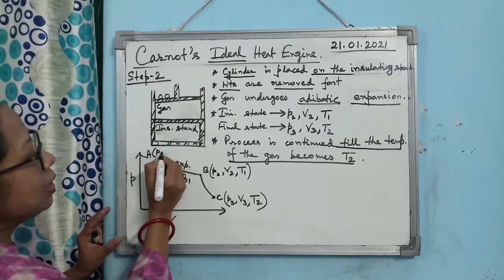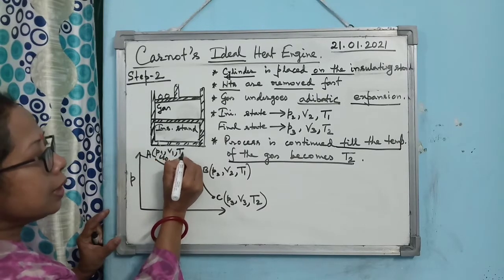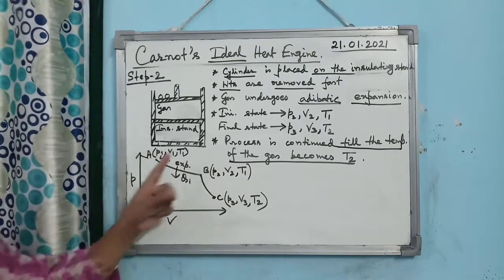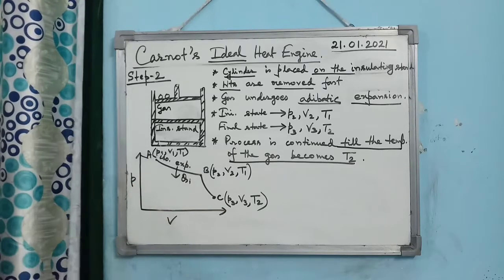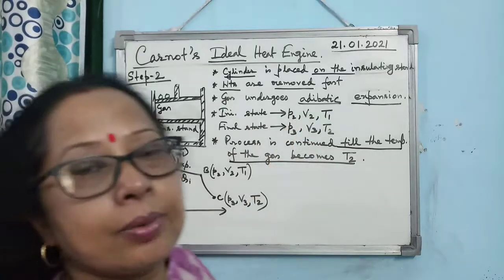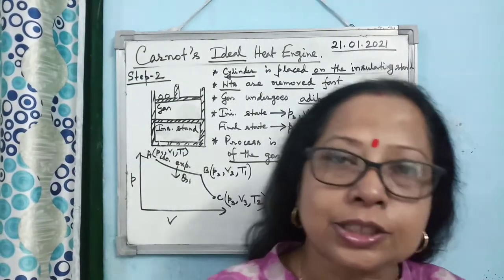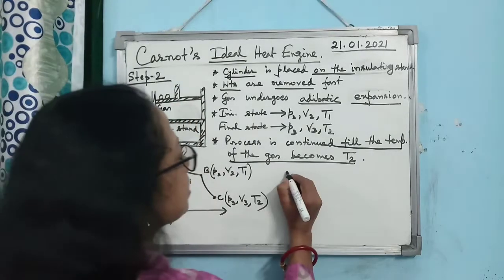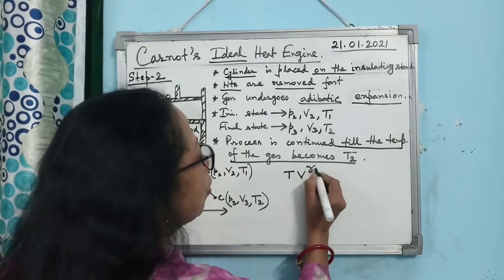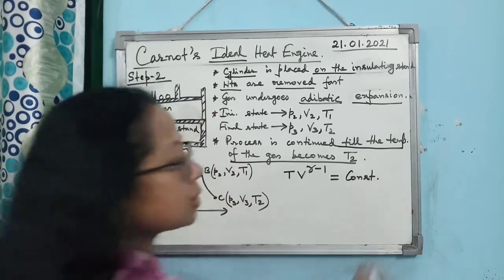And what are the pressure, temperature, volume? Pressure P1, volume V1 and temperature T1. So this is the thing that will happen. Now, during an adiabatic process, the relation between temperature and volume is that T V to the power gamma minus 1 is equal to constant.